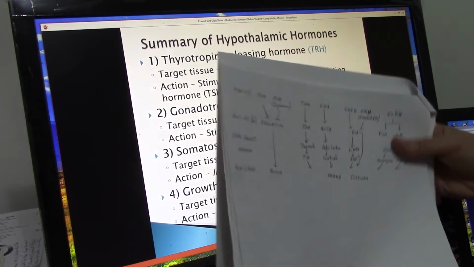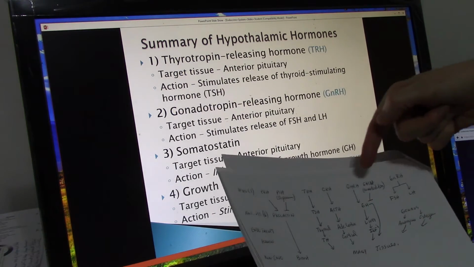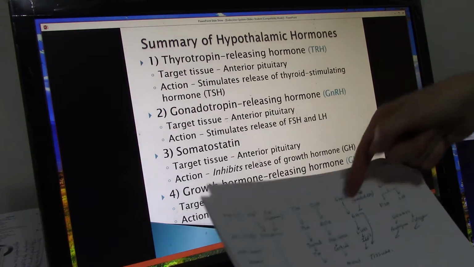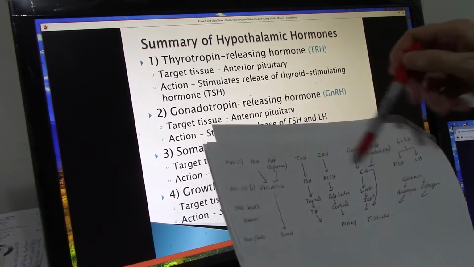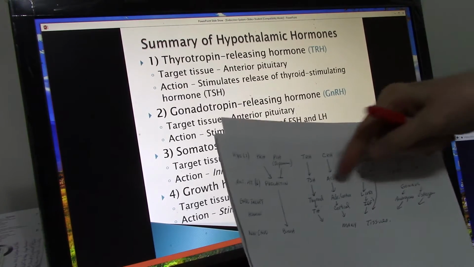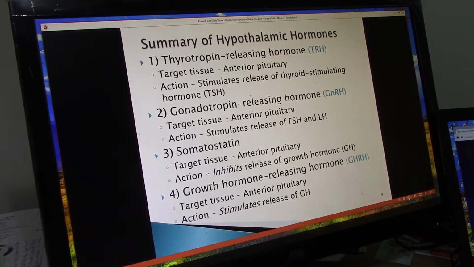It's why I really like this layout, because it shows you TRH is right there, the GnRH is right there, the GHRH is right there, and then you can just see what happens when it hits the anterior pituitary, what downstream hormones are released, and then what their targets are. Okay.